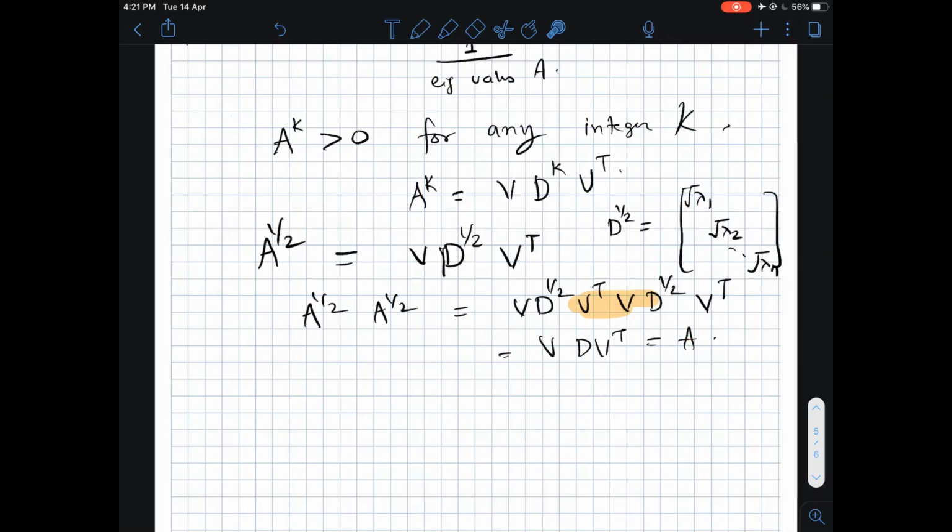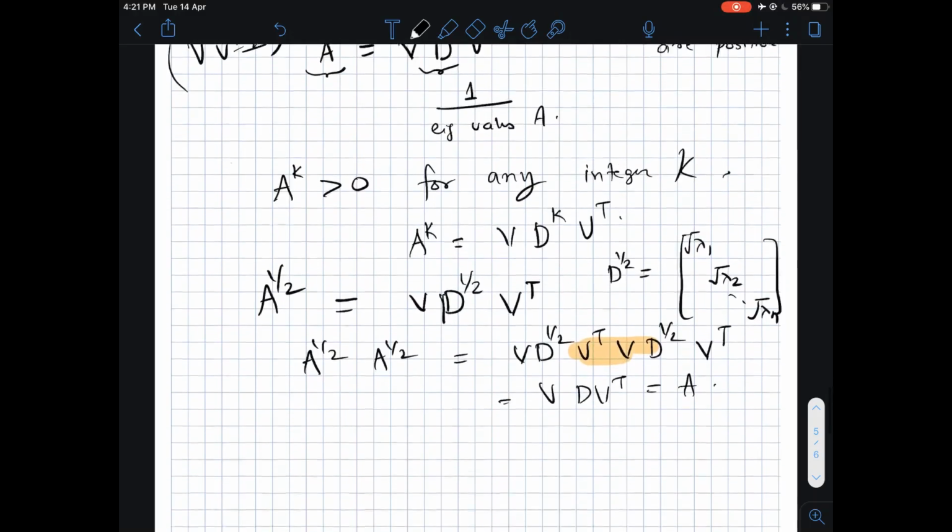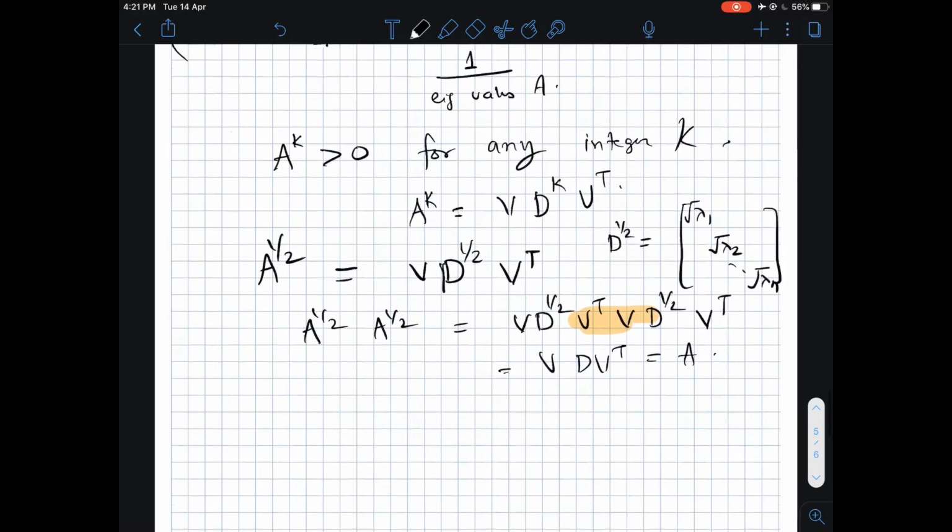And the lambdas are positive because A is positive definite. So what I'm trying to say is that if A is positive definite, then all its eigenvalues are positive. Then I can simply take the square root of those eigenvalues and define D to the half, and then I can use that definition to construct A to the half. So all positive definite matrices have a square root, just like all positive numbers have a square root.